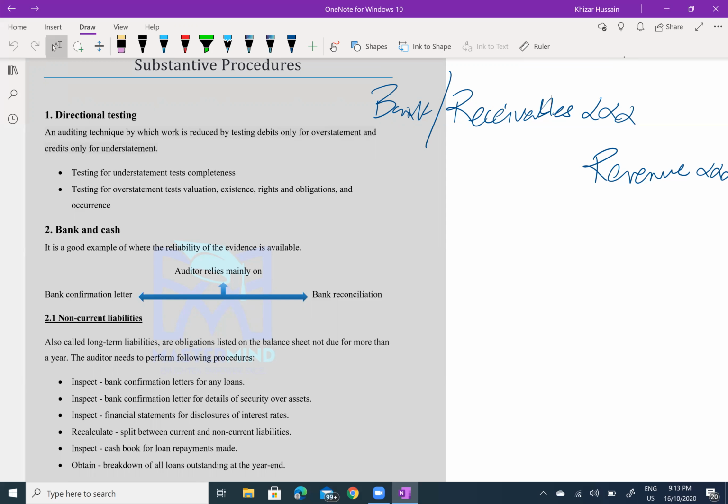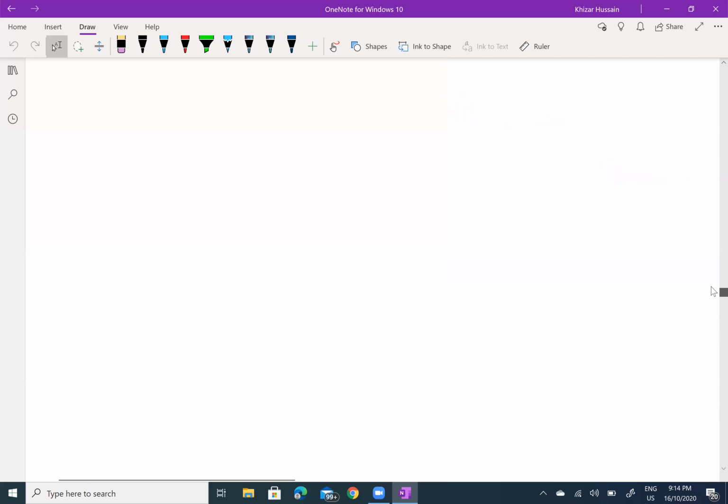The point is that everything comes into play in every assertion. Assertions related to account balances come into play when we talk about receivables, and assertions related to classes of transaction come into play when we talk about the credit side of this, because it's revenue. It's a class of transaction. It's not an account balance. Make sense? Guys, does it make sense? Yes, sir. Now, before I start this topic, let's quickly review the assertions.